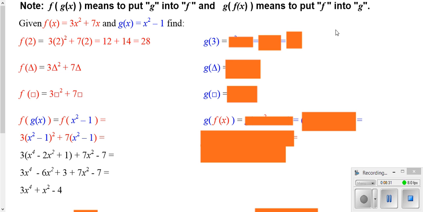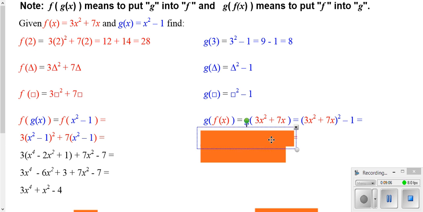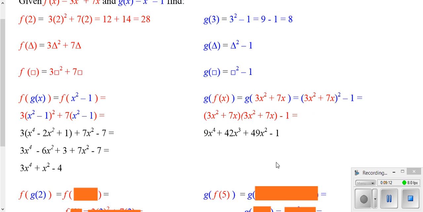Try to do this second one over here on your own. Go to g, plug in 3. Go to g, plug in triangle. Go to g, plug in box. Now down here, I want to look at what is in the parentheses. Well, that's just my red stuff. So I need to deal with g. g says whatever my input is squared minus 1. My input is this red stuff, so I have to put that in the parentheses. Now I have to square that, so I FOIL that out, multiply that out, and I get this here. I have no other like terms, so that's it.